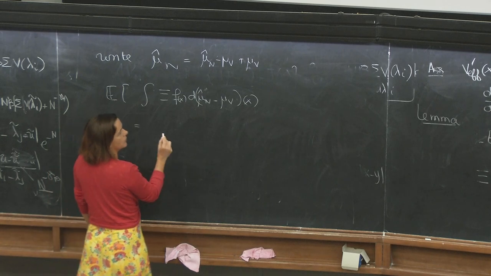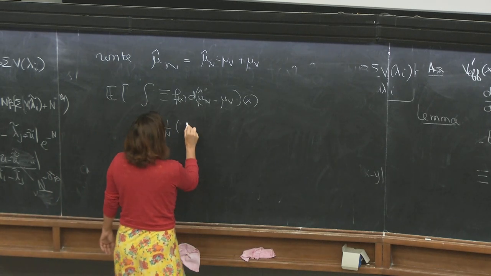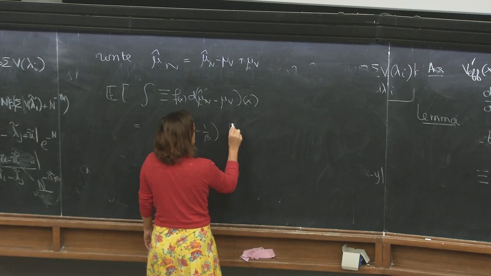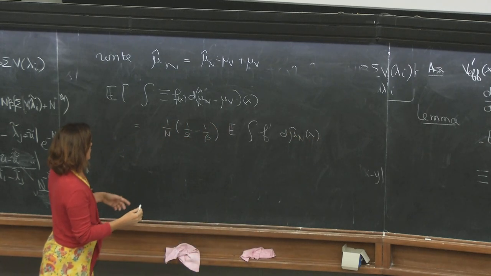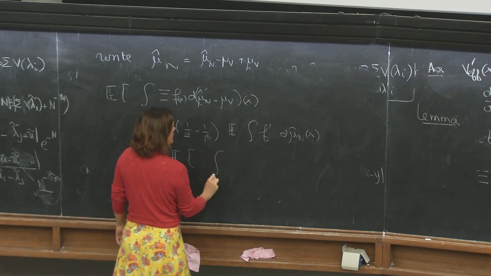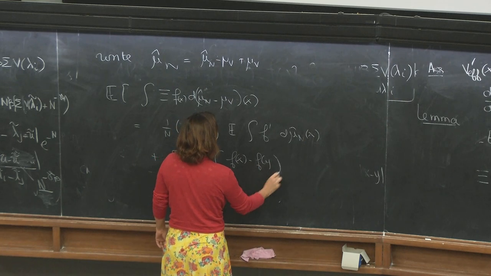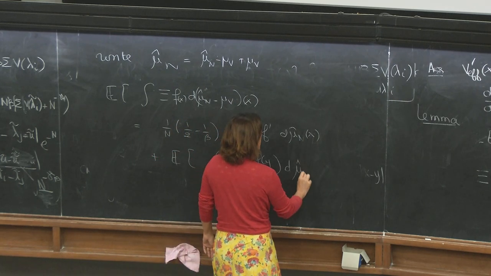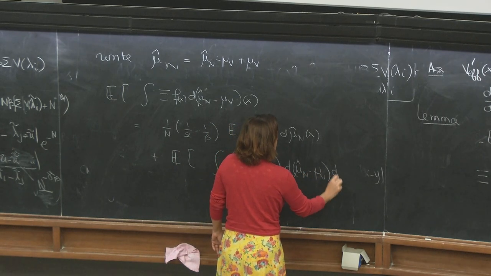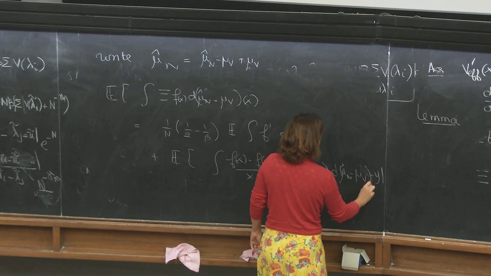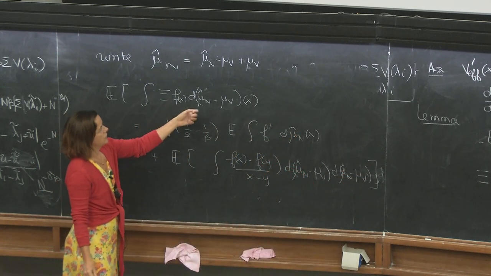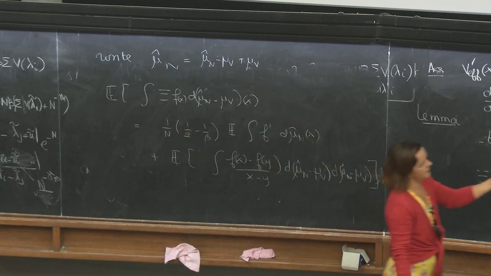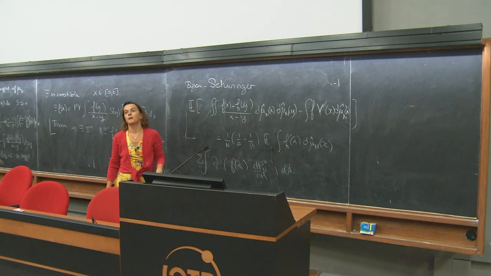is going to be equal to 1 over n, this term, 1 over 2 minus 1 over beta, v prime d mu n. And then you always have the quadratic term, which is the integral of (f of x minus f of y) over (x minus y), d mu n minus mu v, d mu n minus mu v. I leave you the details, but when you expand, you will have twice this integral coming from these two terms, and then the term in mu v will disappear because mu v satisfies some equation itself.